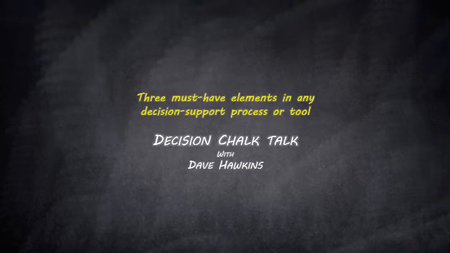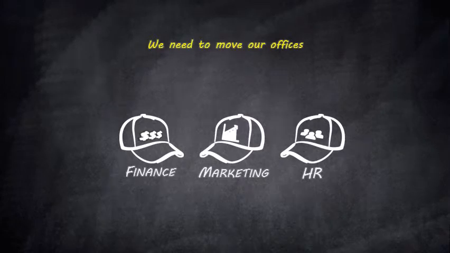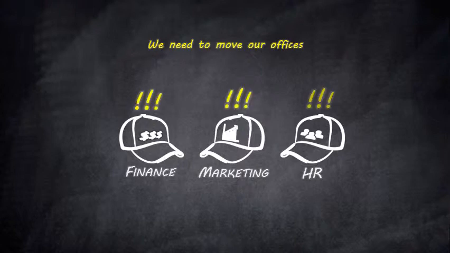There are three must-have elements in any decision support process or tool. If any of these are missing, participants will either find a way to add them or they'll abandon the tool. To illustrate how these three elements interact, I'm going to use a simple example, something that's very common in business: the need to move offices. An announcement like this triggers a bunch of parallel processes in all the participants and stakeholders.